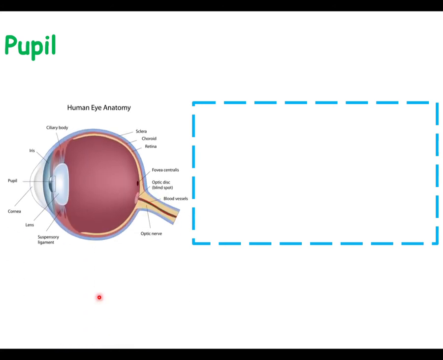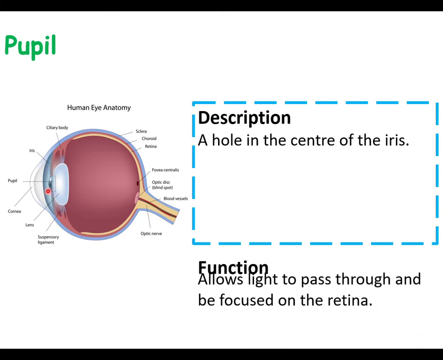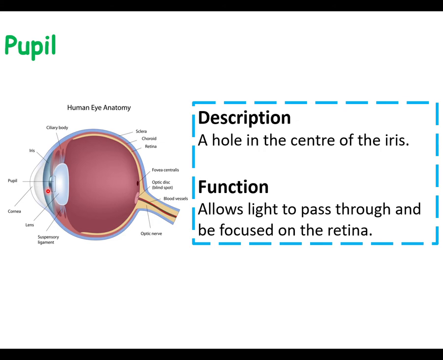Next up, we have the pupil. Now, we talked before about reflex actions, and we've talked about how pupils get bigger and pupils get smaller. I get very cross and say, it's not the pupil, it's the iris. And it's a trick, because your pupil is just a hole. Okay, so your pupil is a hole in the centre of the iris. But because of the way the iris changes shape, it can allow different amounts of light through. So its function is to allow light to pass through and then be focused on the back here at the retina.